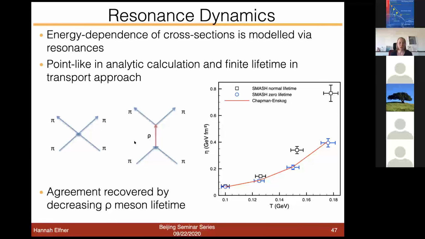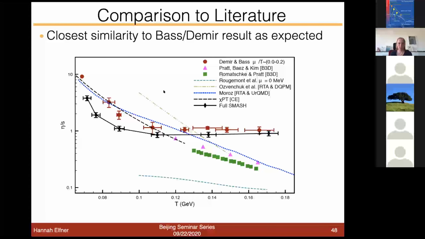Then we went to the full result and got this black line here for the full SMASH hadron gas. And it's very close, or at least closest, to the Demir and Bass result, which is the UrQMD result displayed here as these red dots, which is also understandable because we're in spirit very similar in implementing all these resonances and having them dynamically excited and so on and so forth. While the previously shown Pratt et al. result is down here again. And still we wondered why that is down there and how we can understand that.